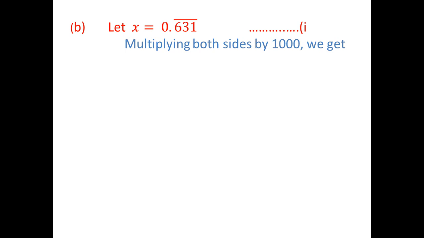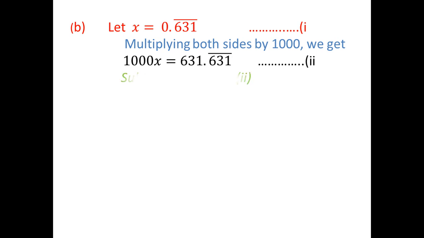If we have 0.79 bar, then we multiply by 100. We have to count how many digits are repeating again and again. Here 3 digits, 631. So we multiply both sides by 1000. We get 1000x is equal to 631.631 bar. Mark it as 2.